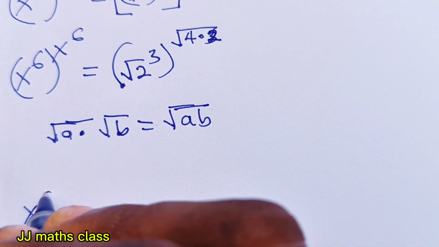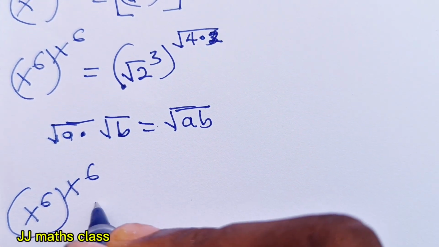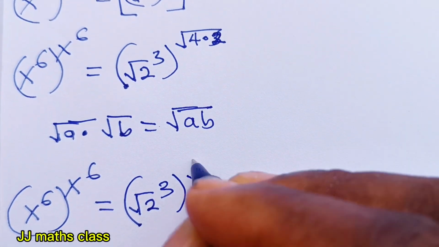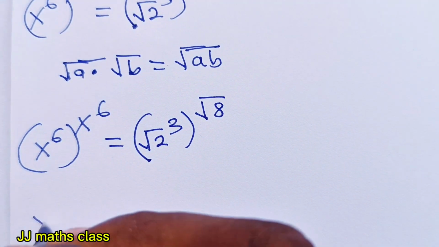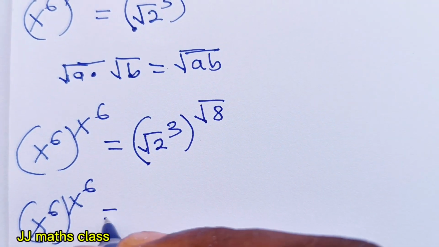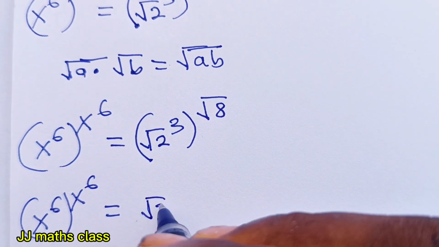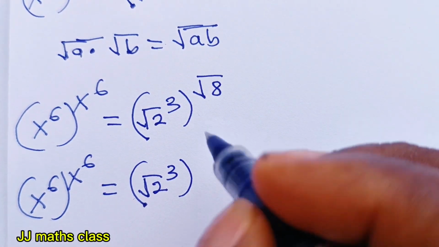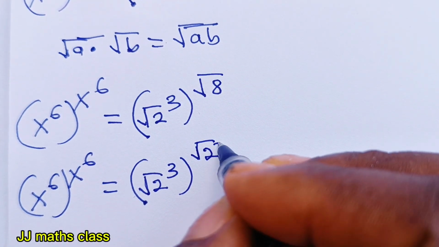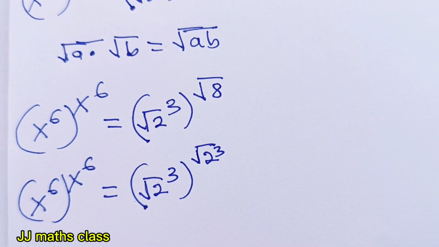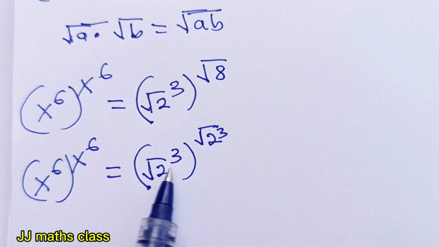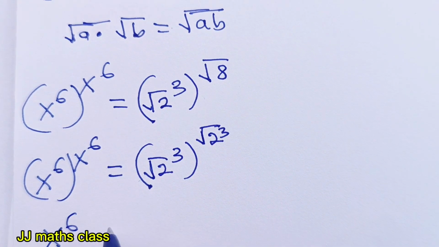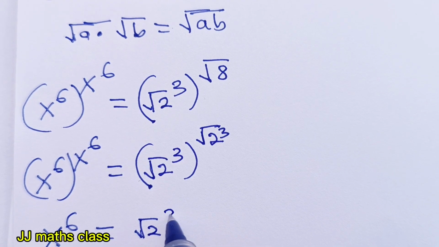Now we have x to the power of 6 raised to the power of x to the power of 6 is equal to square root of 2 raised to the power of 3 raised to the power of square root of 8. Now square root of 8 is the same thing as square root of 2 to the power of 3 as well, because 8 is 2 to the power of 3. So you can see that we have the same thing here and here. So by comparison, we can see that x to the power of 6 is equal to square root of 2 to the power of 3.